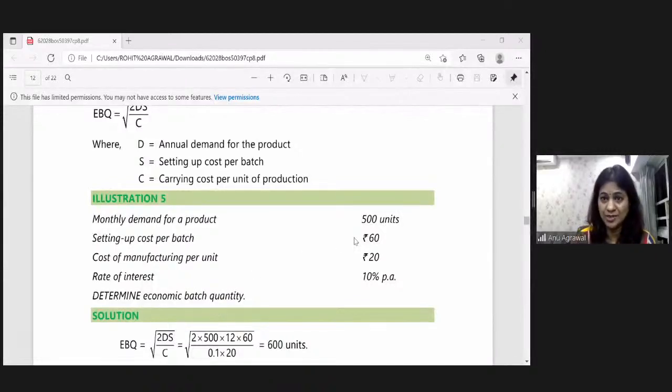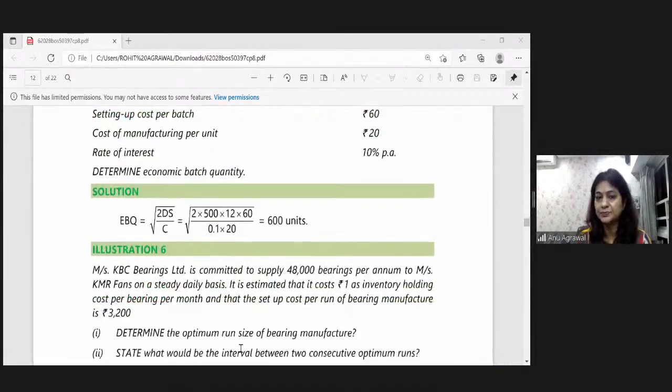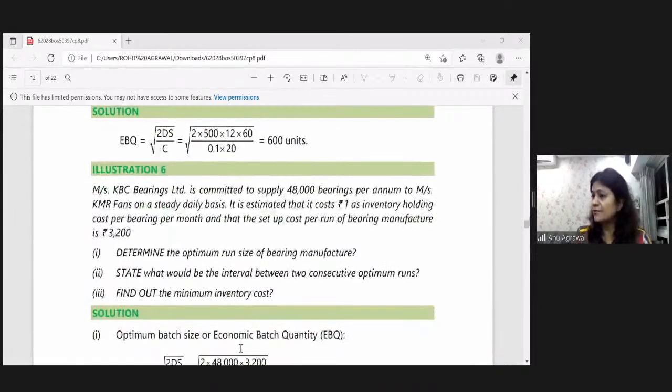So the question here is monthly demand is 500. We always take annual demand, so it is going to be 500 into 12. So this is your annual demand. Same formula. Can you see that? You've already done it in material costing. So 2 into 6,000 into what is the setup cost? 60 rupees divided by your holding cost. Yes, same formula, right?